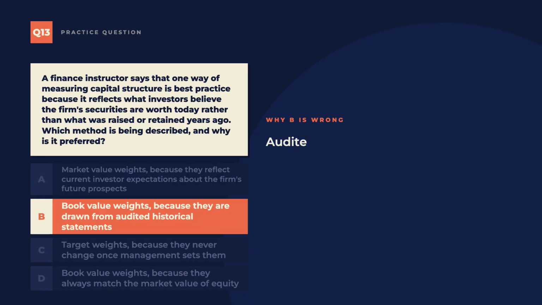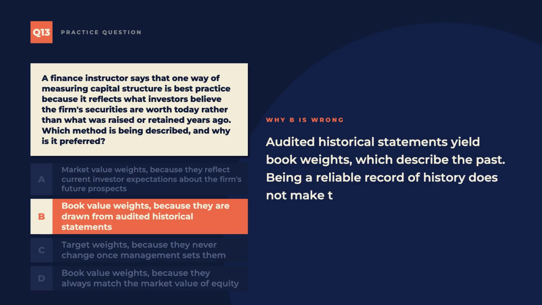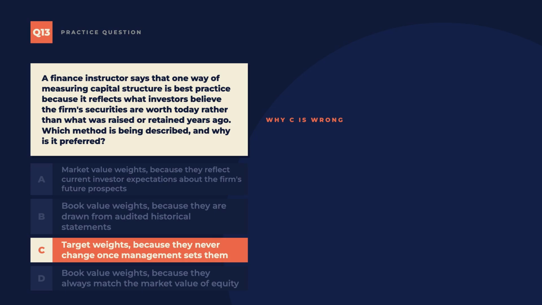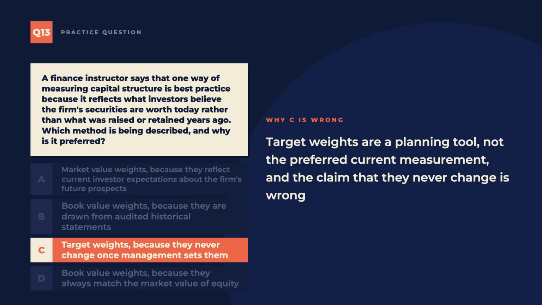B is wrong because audited historical statements yield book weights, which describe the past. Being a reliable record of history does not make them the best gauge of current economic leverage. C is wrong because target weights are a planning tool, not the preferred current measurement. And the claim that they never change is wrong, since management can revise a target.